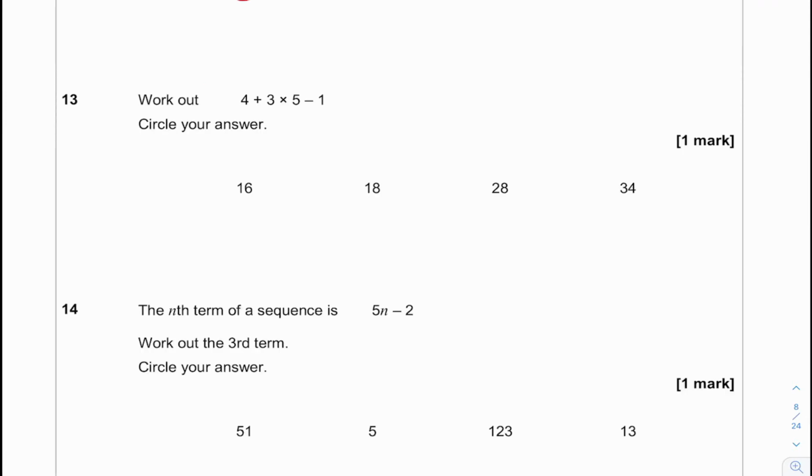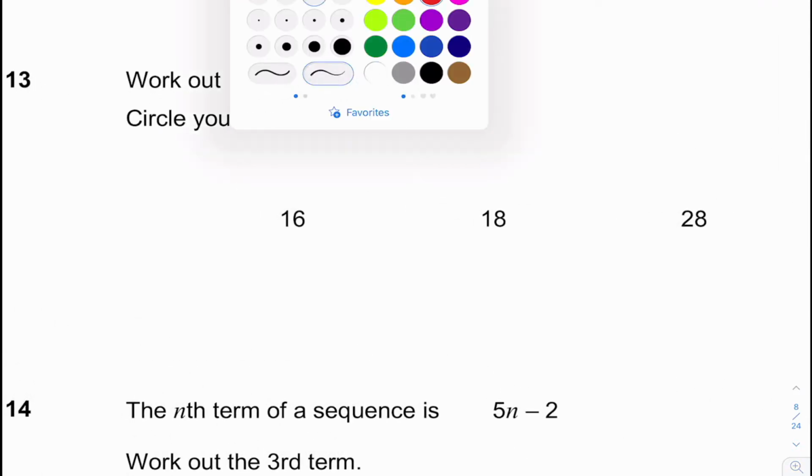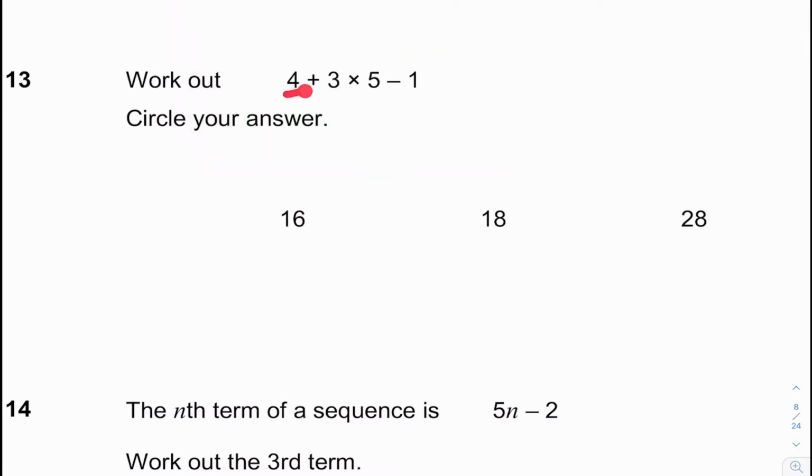So we're on question 13 now, and we need to work out the value of 4 plus 3 times 5 take away 1. So this is a BIDMAS question. Some of you may know it as PEDMAS, which I think is the one taught in America, or BODMAS, which is sometimes taught in the UK. So basically, let me just write it down, BIDMAS. We just need to do our order of operations in the question in this order: brackets, indices, division, multiplication, addition and subtraction.